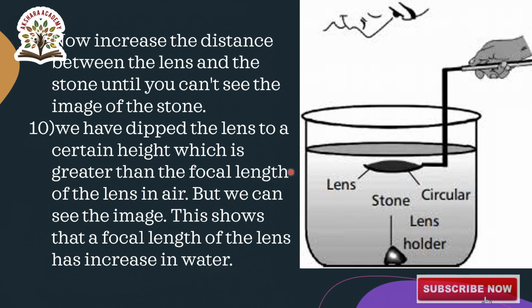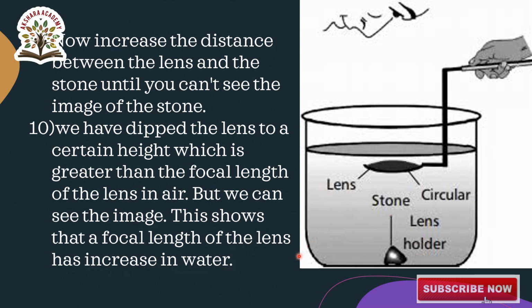So suppose for example the unknown focal length is 15 centimeters when we take the lens. Then whenever we dip the lens in water, the focal length increases. Suppose for example at 20 centimeters we have dipped the lens to a certain height which is greater than the focal length of the lens in air. Here we can see the image. This shows that the focal length of the lens has increased in water.